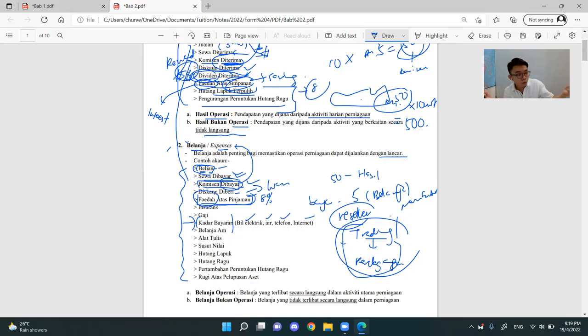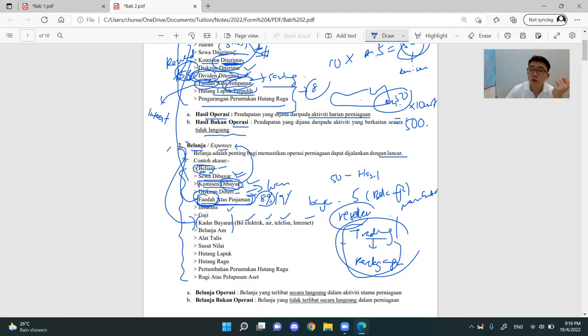So for them to pinjam us the money, the bank will get something in return. They want to have their own rewards as well. So the bank will charge us something called faedah, interest. So every year or every month, I have to pay interest, maybe 8%, depending on the rate, or 9% or 7%. So when we pay this interest, we come back to belanja. Therefore, faedah atas pinjaman is a belanja.